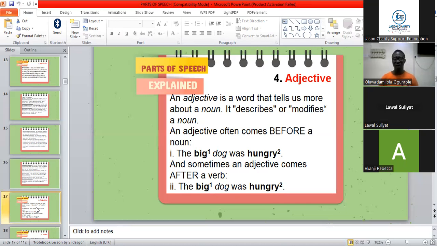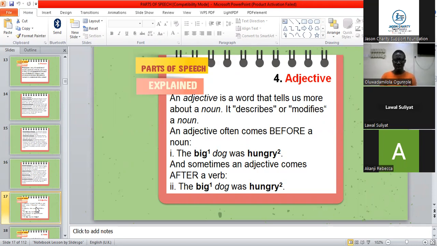So now if you look at my examples, I have: the big dog was hungry. Now the first word there, that has the subscript one, big, is describing the dog. It is describing the dog, so it is an adjective. And because you have it before the noun, it is giving us the attributes of the noun that we are using in the sentence. So that is an example of an attributive adjective.